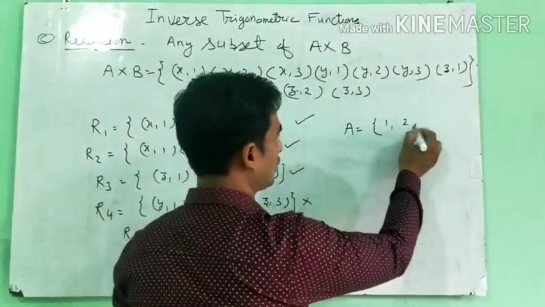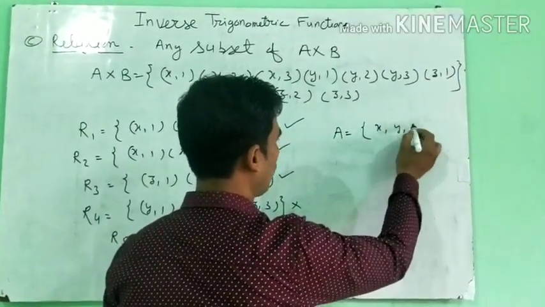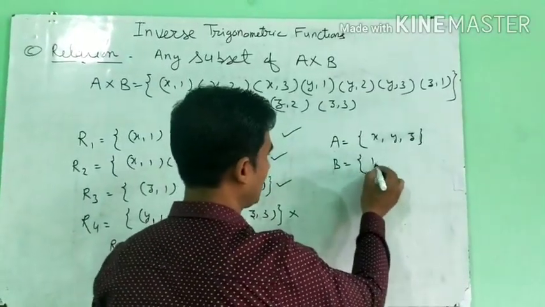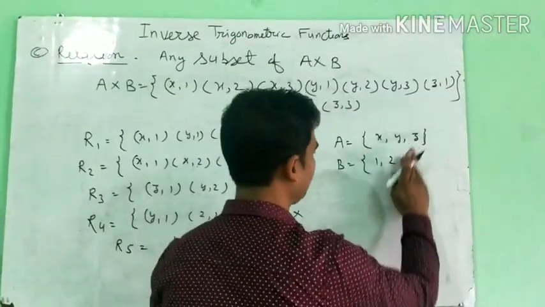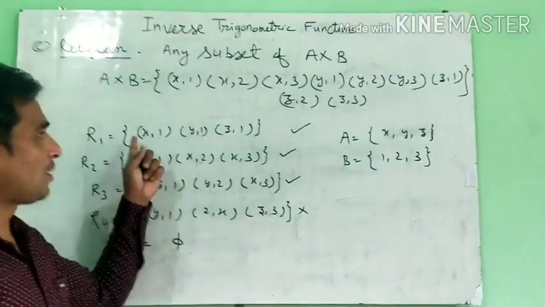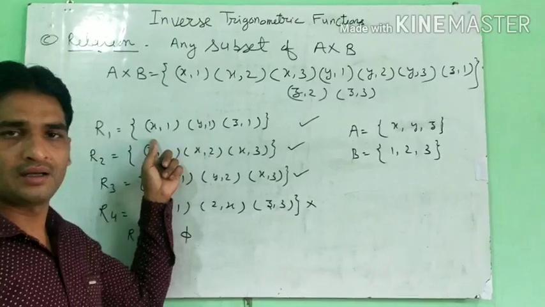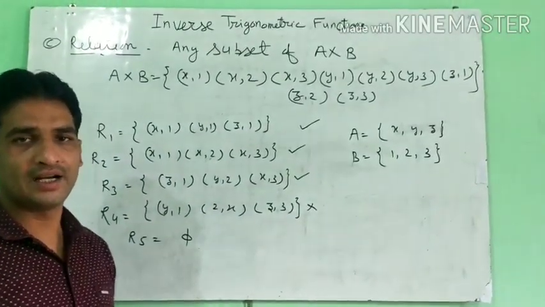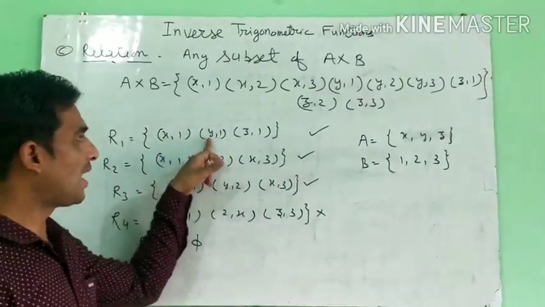Set A is 1, 2. Set A is X, Y, Z, and set B is 1, 2, 3. If all the first elements belong to the first set and all the second elements belong to the second set, then it is a relation. Otherwise, no.